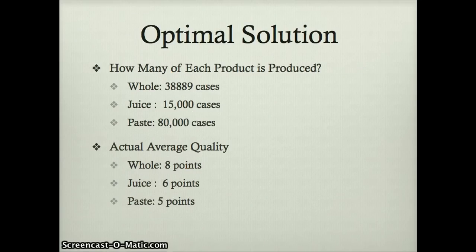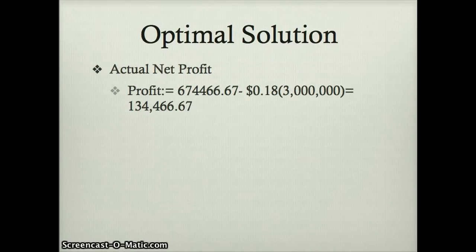The results for the total amount of each product produced were 38,889 cases of whole tomatoes, 15,000 cases of juice, and 80,000 cases of paste. The results for the actual quality of each type of tomato used were 8 points for whole tomatoes, 6 points for juice, and 5 points for paste. Lastly, our actual net profit resulted in a total of $134,466.67. And now Velena will discuss results of the sensitivity report.